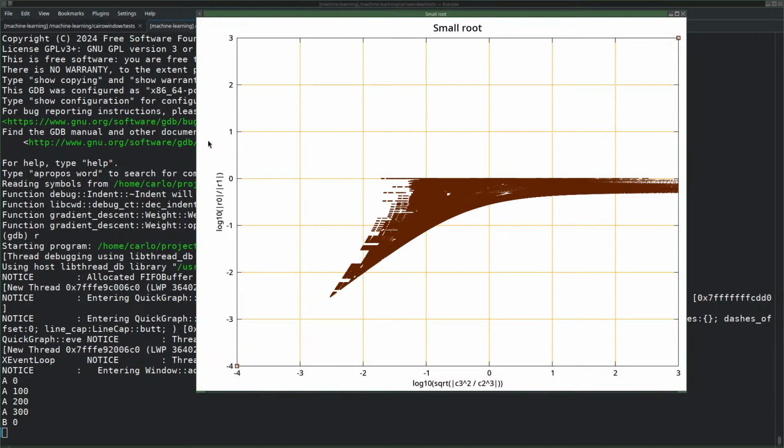Feels slow. Oh, that's B. B0. I should use different colors, I think, for B, because I'm kind of interested in how that looks.